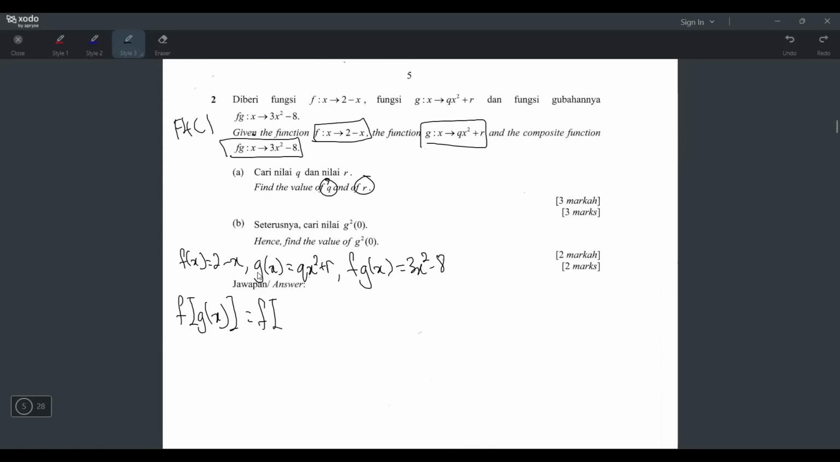So dalam bracket, g(x) is qx squared plus r. Just write it like this. Okay, now dalam tak boleh buat. Bila dalam tak boleh buat, tengok luar. And then kalau luar ada, you ganti masuk dalam luar punya function lah. Tapi kalau luar tak ada, you buat let. Okay, tapi ini adalah f.